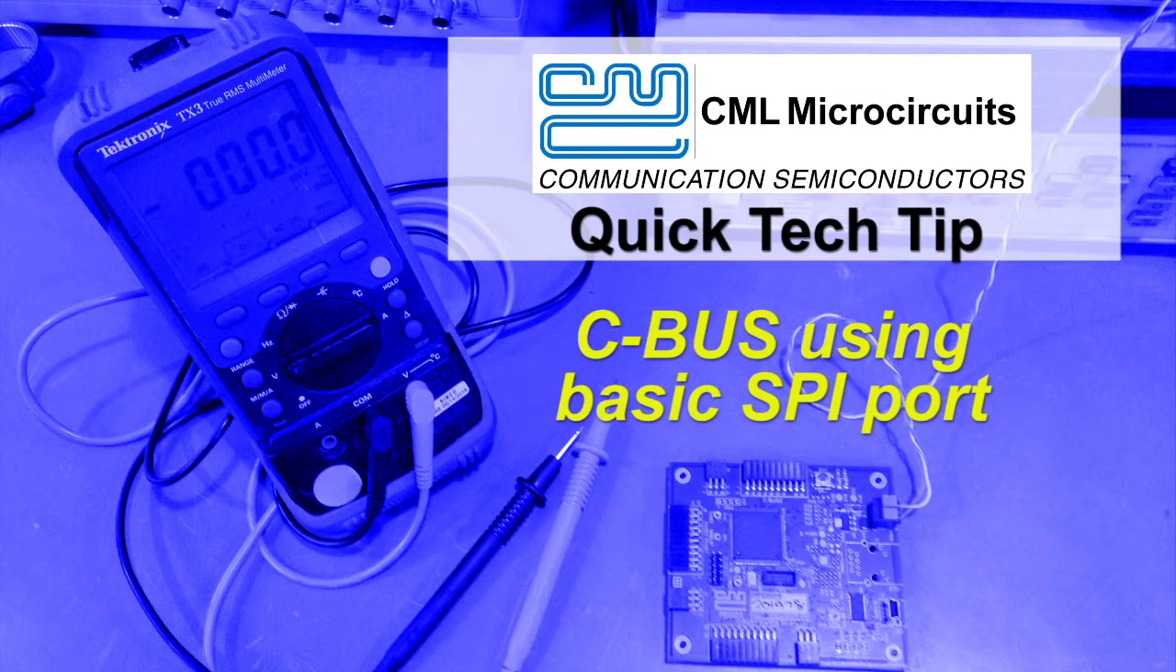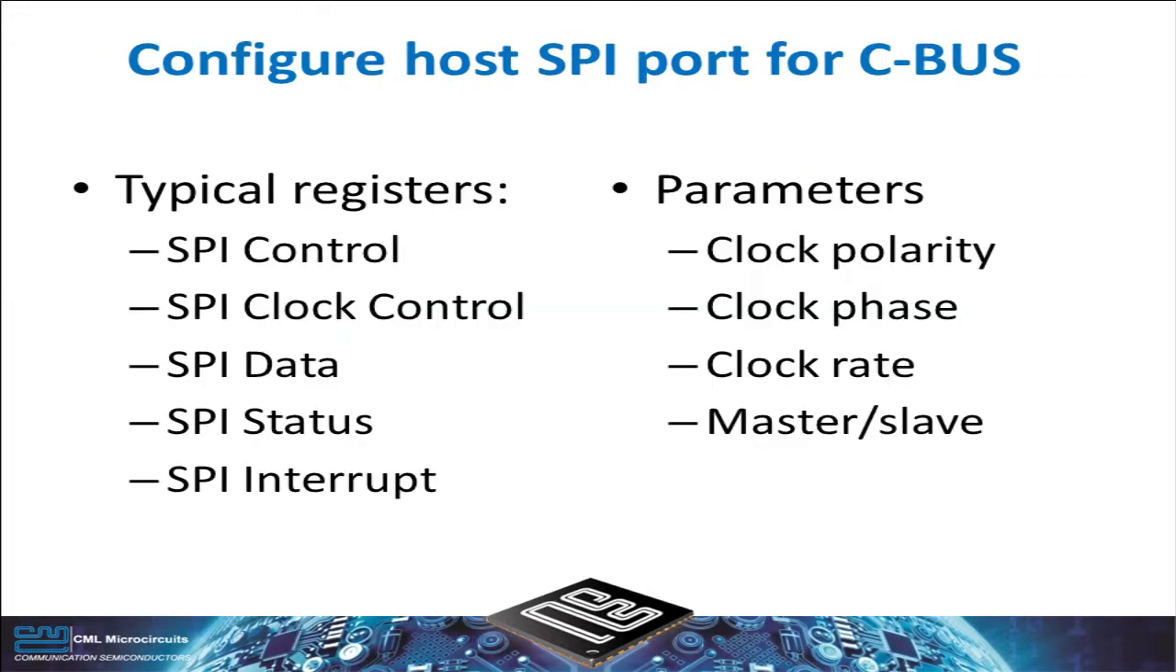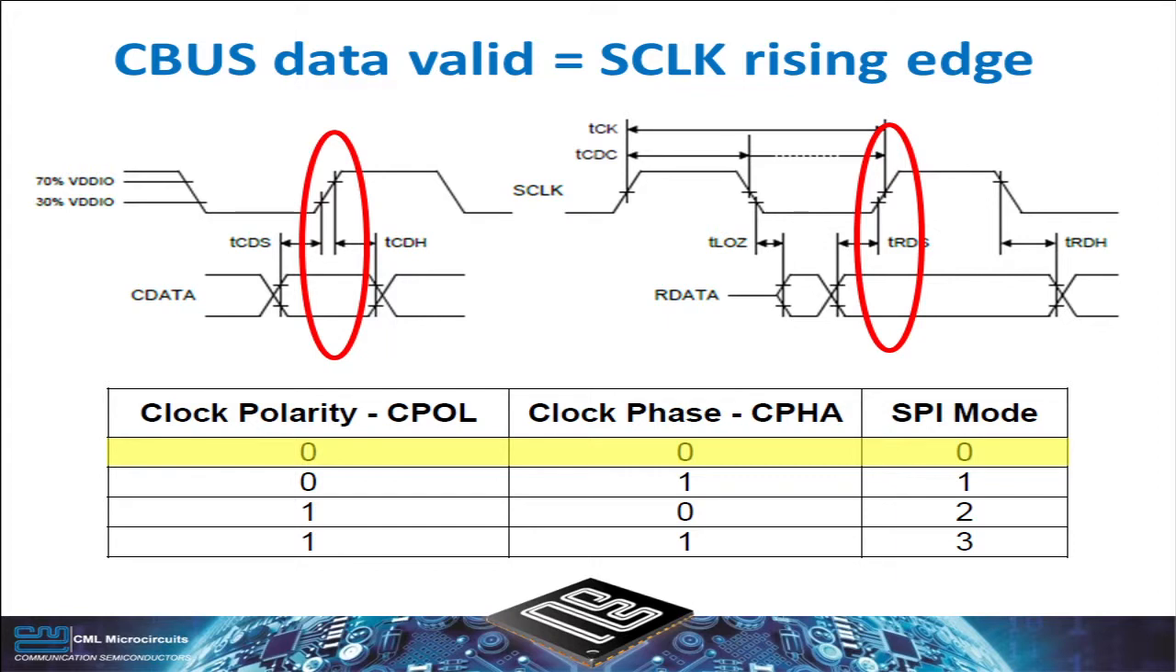In today's tech tip, we'll discuss using an SPI port to perform C-BUS transactions. C-BUS and SPI both use 4 signals to exchange data. You must configure the processor's SPI port for proper S-clock polarity, phase, speed, and master-slave settings. C-BUS signals are valid on the rising edge of S-clock.